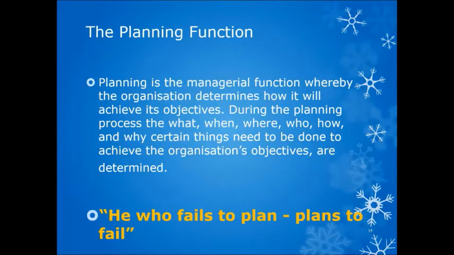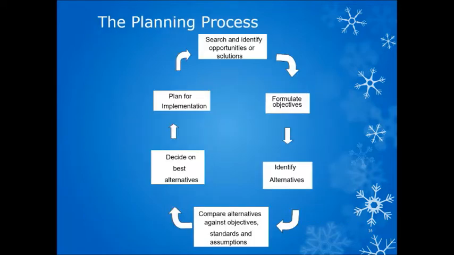So there are mainly four functions in management. Planning is the managerial function whereby the organization determines how it will achieve its objectives. During the planning process, what, when, where, how and why certain things need to be discussed. So the planning process consists of various activities such as searching and identifying the opportunity, formulating the objectives, identifying the alternatives, comparing the alternatives, and deciding on the best one. This is the planning function.